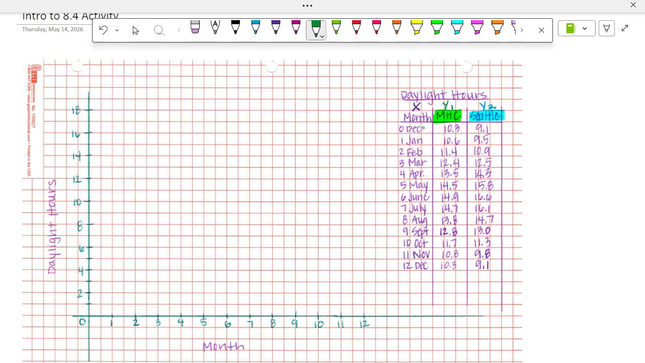So if December, before the new year starts, December is 0. So how many daylight hours do you have in December? 10.3. So I'm going to come to 0. I'm going to go up to 10. I'm just going to go slightly past 10 to be the 0.3. So it's a little bit of guesstimate. It doesn't have to be perfect.